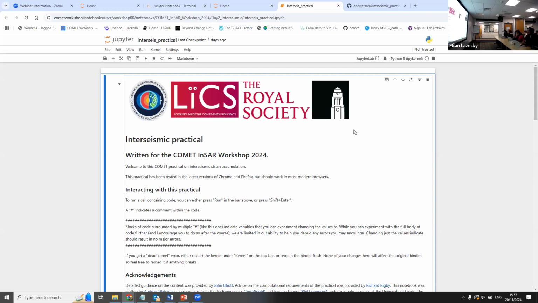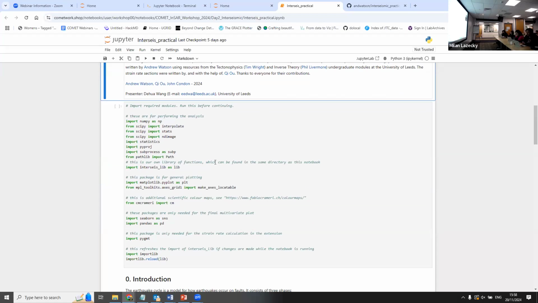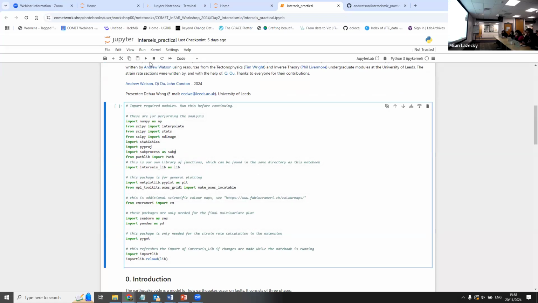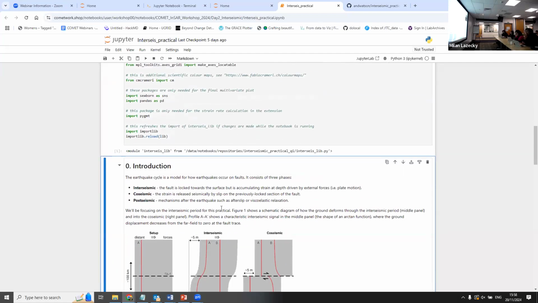Hello everyone. My name is Dehua Wang. Welcome to this COMET practical on interseismic strain accumulation. During this practical, we will show you how to use the InSAR velocities to study the interseismic deformation and model the interseismic deformation, just using some simple models. Okay, now before this practical, we need to import required modules. So we can just run this cell. Hope everyone can follow me.